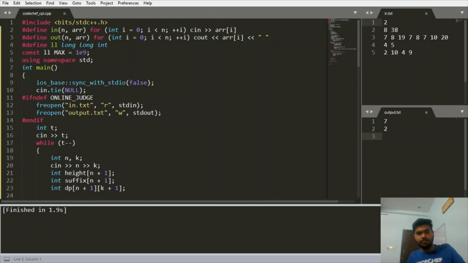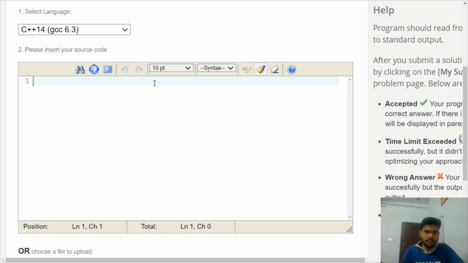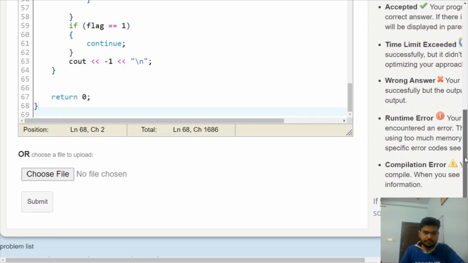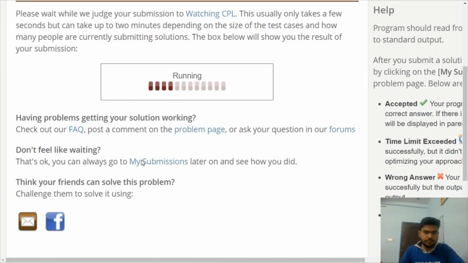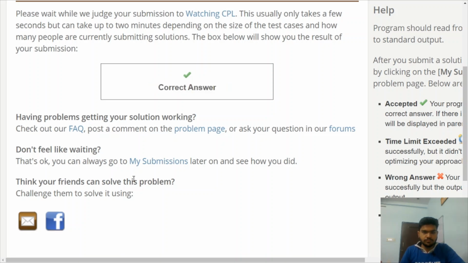And now it's time to submit this code on CodeChef. So we'll select the code. Okay, so let's try to submit this. And we got AC.